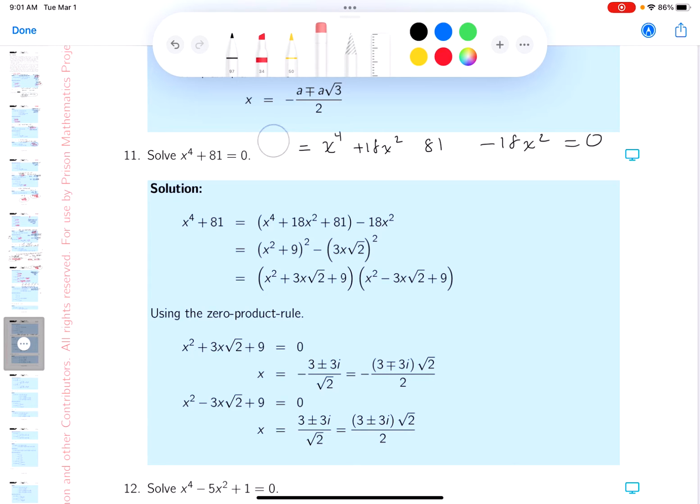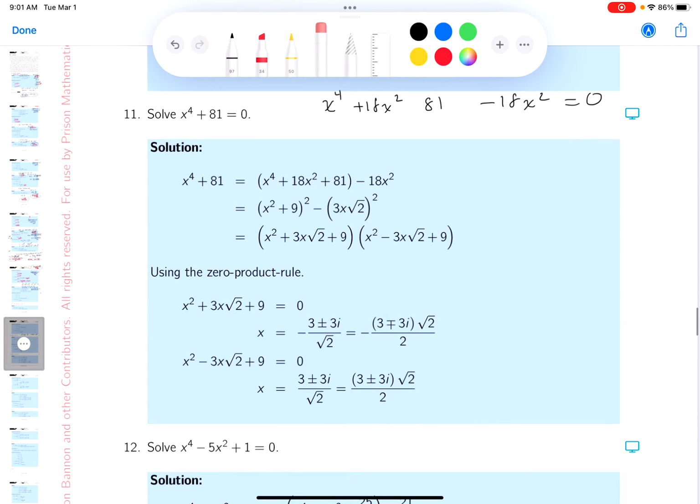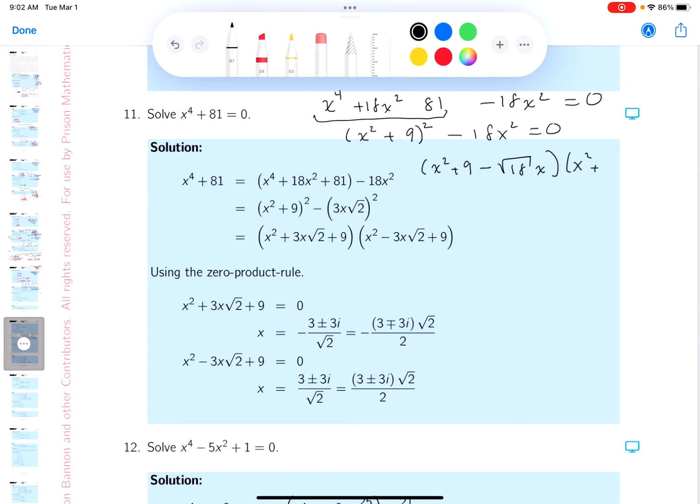Let me just erase this so I don't need this anymore. I'm going to factor this guy. Reminds me of the last section we did. This is going to be x squared plus 9 quantity squared minus 18x squared equals 0. It's a difference of perfect squares, and you're going to get x squared plus 9, let's see, minus root 18 x, and then you get x squared plus 9 plus root 18 x, and that equals 0.